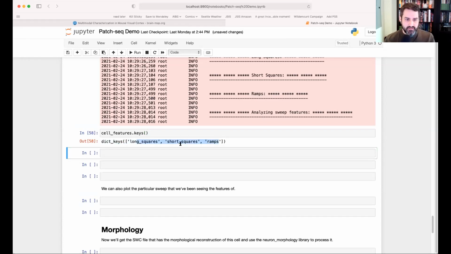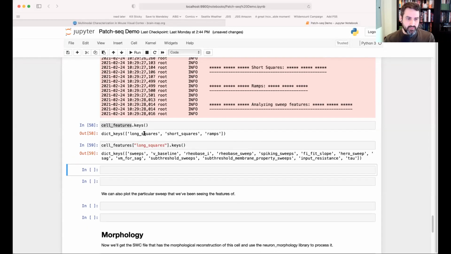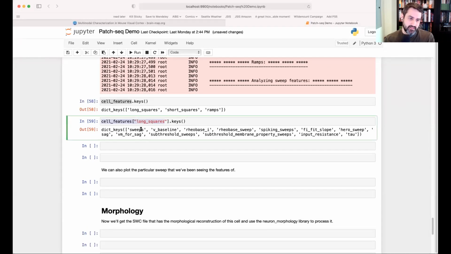So we've divided it into those different protocol types. This is a big, nested dictionary of all kinds of different properties. We start out by just dividing it by those different protocol types. We can look to see what's available within the long squares. Okay, we see things like the individual sweep information as well as the baseline voltage, things about the Rheobase sweep, input resistance, membrane time constant.